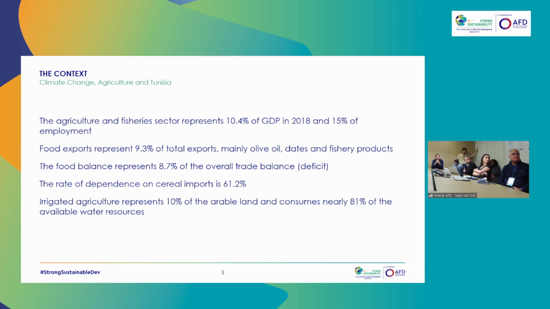One of the most important things, at least two of the most important things, is that the rate of dependence on cereal imports is at 61%, meaning that only 40% of the cereal consumption in the country is domestically produced, and 60% is imported. Irrigated agriculture only represents 10% of arable land. It's very, very small, and yet it uses 80% of all available water in the country. So just to give you an idea, the scale of the problem is pretty severe.